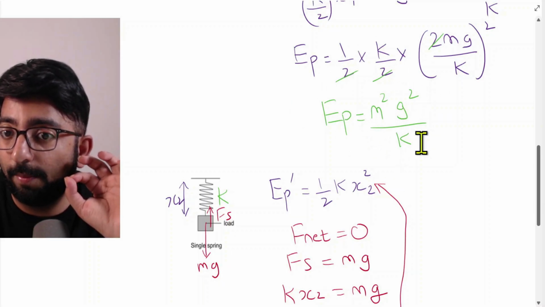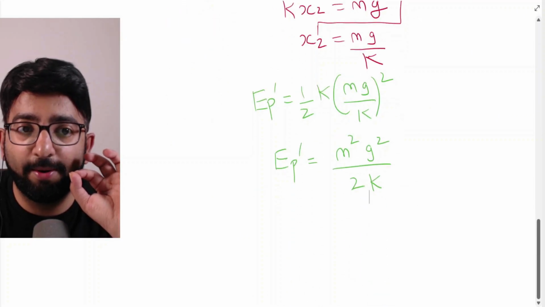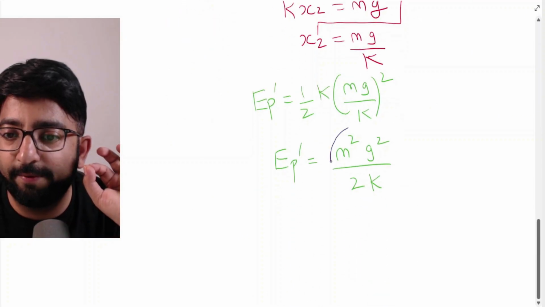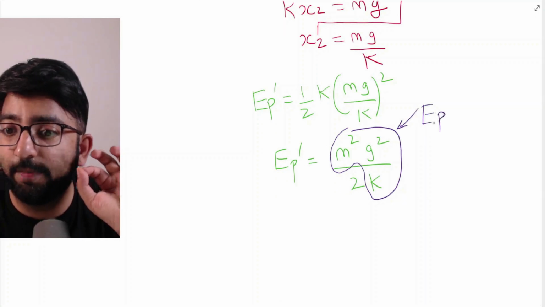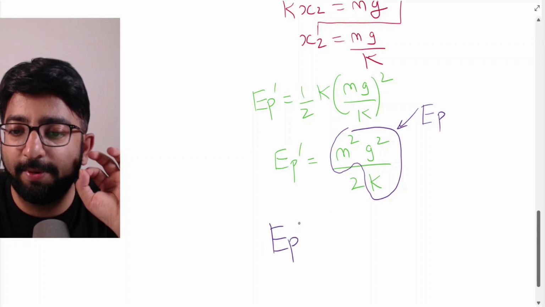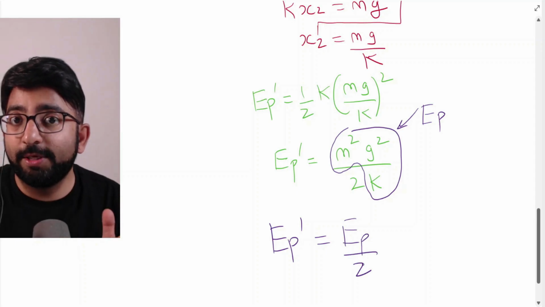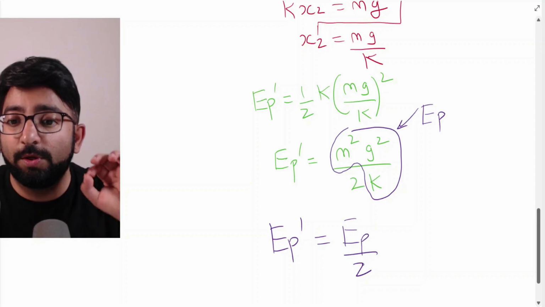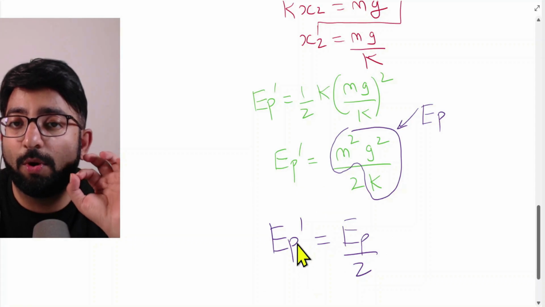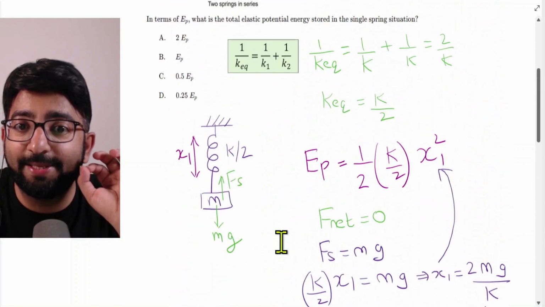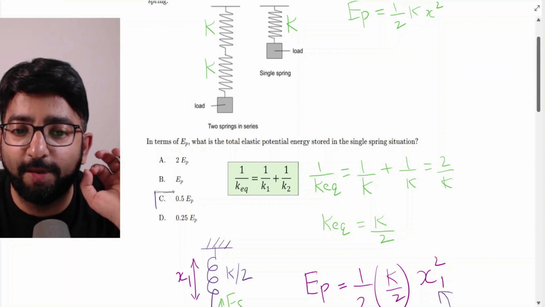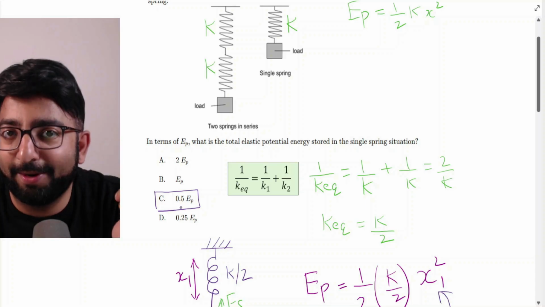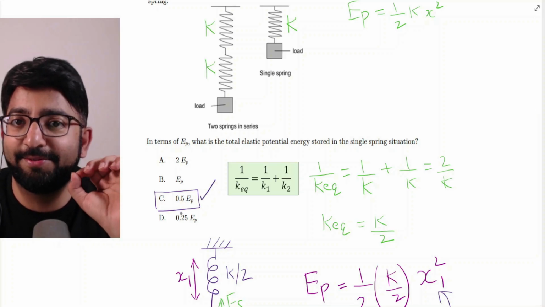So m square g square upon k is EP. So over here in the expression, what we can do, we can replace the m square g square upon k with EP, which was the original potential energy. Hence, we can write EP dash comes out as EP divided by 2, which means when one of the springs was removed, the total elastic potential energy also got halved. Now, going back to the options, let's see which is the right answer. So, in option C, we can see 0.5 times EP, which is nothing but EP by 2. And that is why C is the right answer for this question.